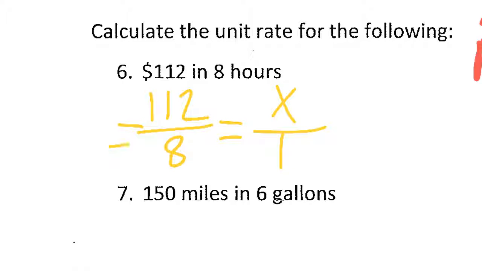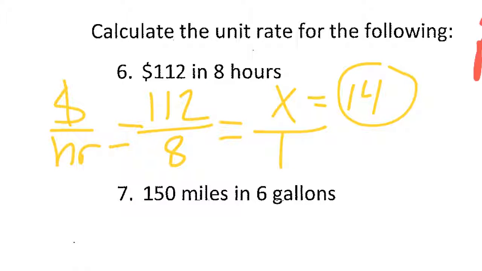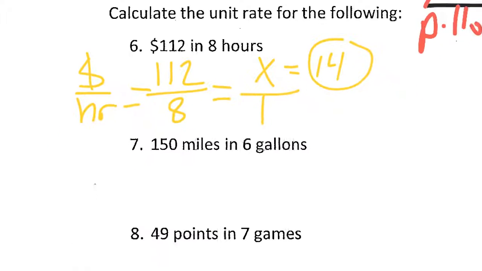And again, I'm just going to throw in the rest of the WKU while I've gone this far. We're doing dollars and hours. So I'd cross multiply, divide by the lonely guy, whatever you want to do. It's pretty much 112 divided by 8. And when you do that, you get x is 14, meaning that this person is making $14 per hour.